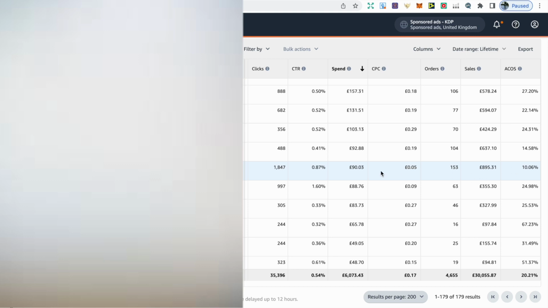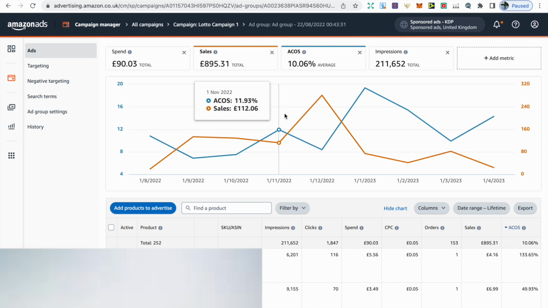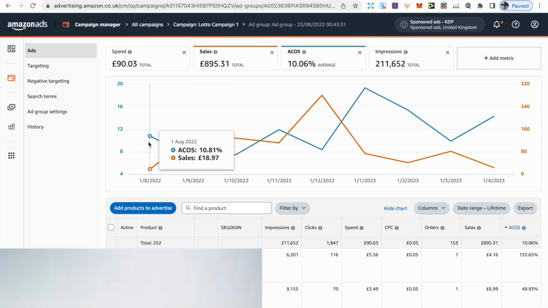So this is the best ad strategy for beginners that you can run. It's very easy to get going with. You're spending a low amount on your clicks and you're still getting a massive amount of visibility to a lot of your books as well. So delving into this campaign a little bit more, as I said, I've been running it since August, and the first month I had a similar ACoS of 10.81%.